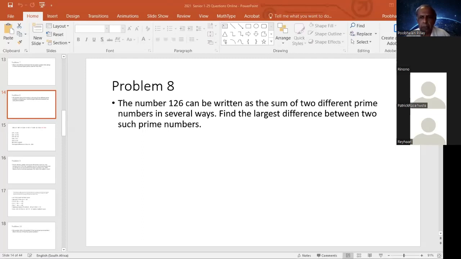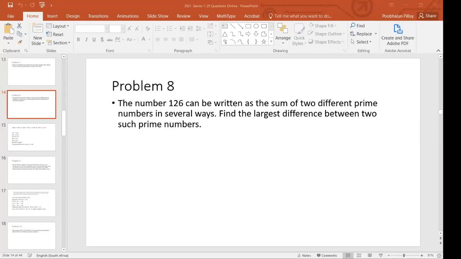What is the difference between the 2 prime numbers that add up to 1 less than the largest perfect cube? I think we did this. I sort of vaguely remember doing that. Okay, let's go to problem 8. Problem 8 says the number 126 can be written as a sum of 2 different prime numbers in several ways. Find the largest difference between 2 such prime numbers.